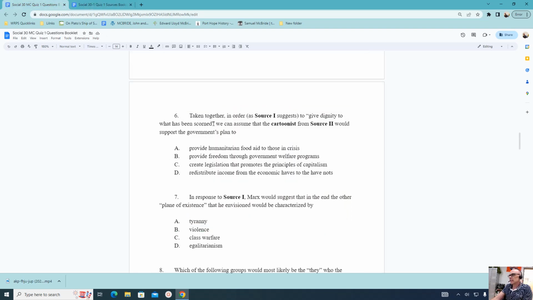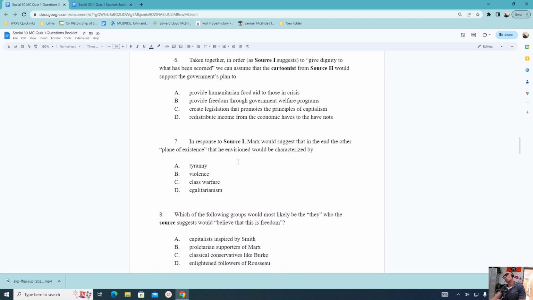So taken together, to give dignity to those who have been scorned, a capitalist would want a government to do what? To do less, right? Provide freedom through government programs? No, freedom from government. Create legislation that promotes the principles of capitalism. That's what a capitalist would want. C is your answer.